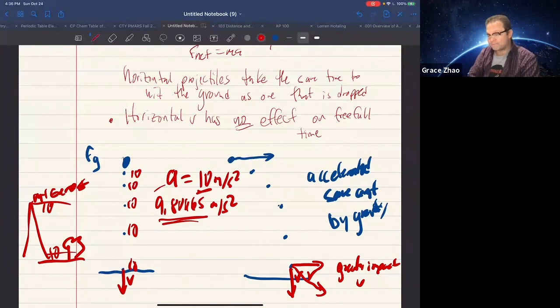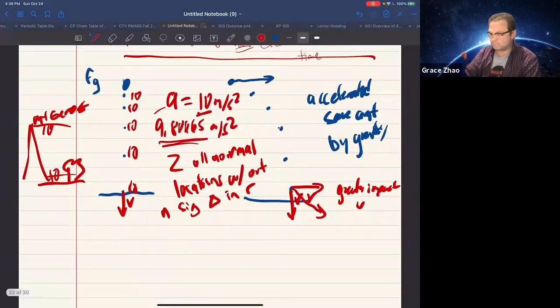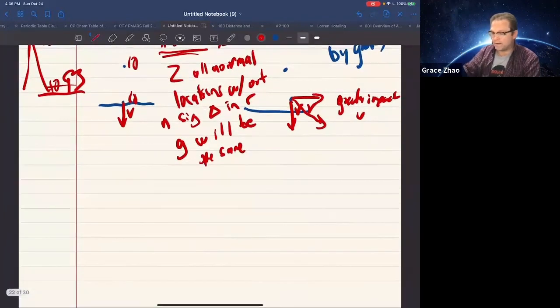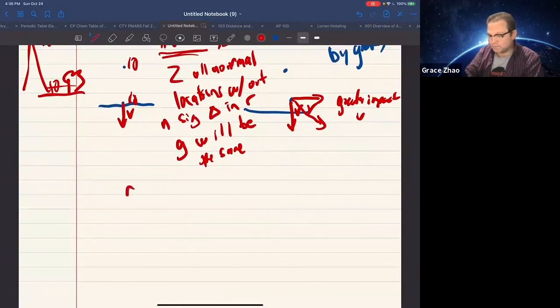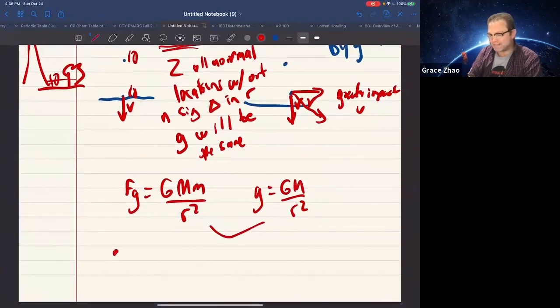All right, so that's the first thing to know about this, that horizontal has no effect. The second thing is that for all normal locations without a significant change in R, g will be the same. Now, of course, by R, I'm referring to these two R's, which are the distance between the centers.